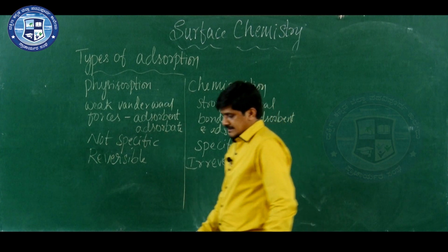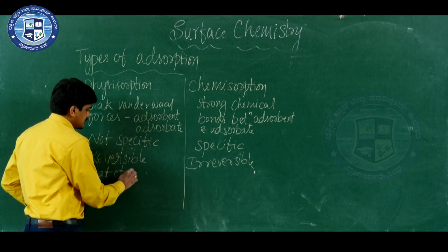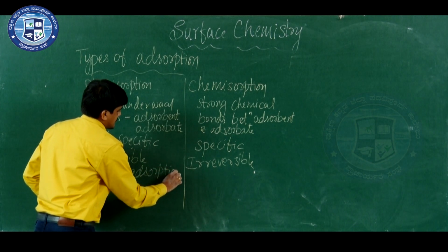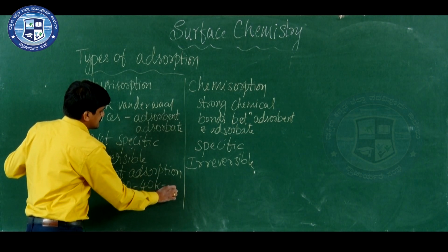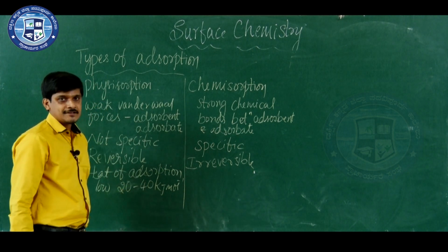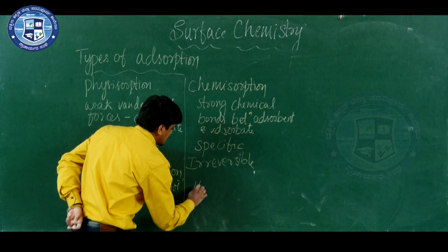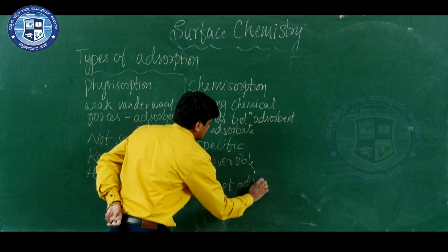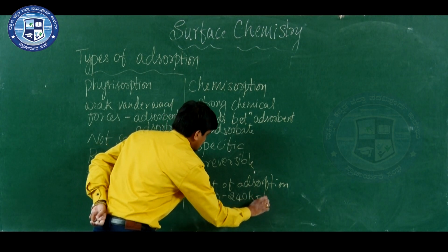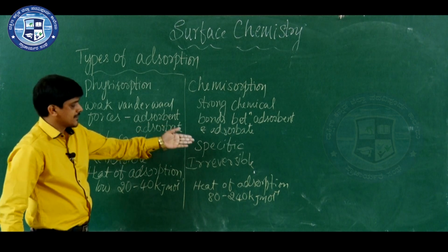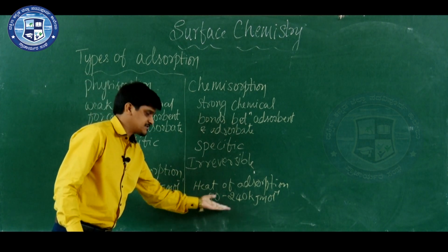Next, in physisorption, the heat of adsorption is very low. As I said earlier, the heat of adsorption is low, nearly 20 to 40 kilojoule per mole, whereas in chemisorption the heat of adsorption is very much greater, that is 80 to 240 kilojoule per mole. Here, due to the strong chemical bonds, the heat of adsorption is 80 to 240 kilojoule per mole. So during adsorption, that much heat is liberated.